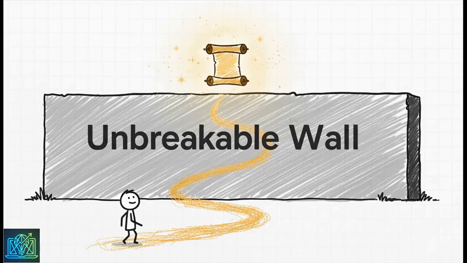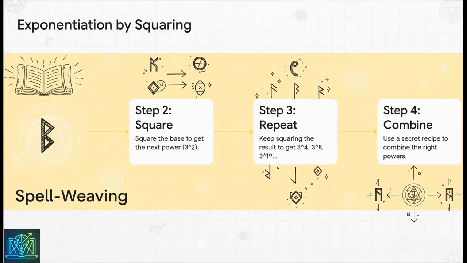But what if we didn't have to smash through that wall brick by painful brick? What if, maybe, a wise old wizard left behind a secret, a magic scroll that holds the key, a spell that lets us just bypass the wall completely? And this, my friends, is where our real adventure truly begins. So this scroll, it teaches us this amazing method called spell weaving. The idea is, instead of doing billions of teeny tiny multiplications, we're going to create just a few really powerful building blocks. Let's call them runes, okay?